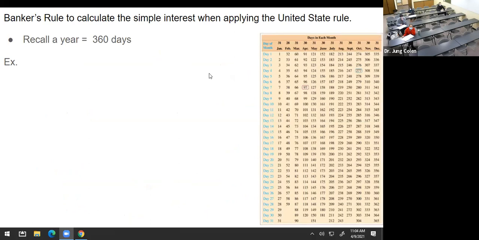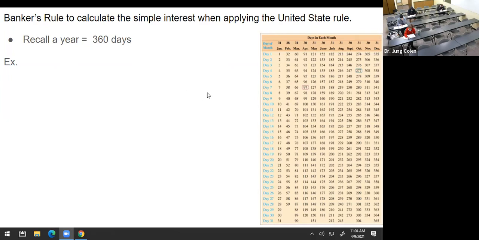So we didn't finish simple interest last time. We have a banker's rule here. So I'm going to give you this sheet of paper because the letters are too tiny. Okay, so you got the banker's rule table here.